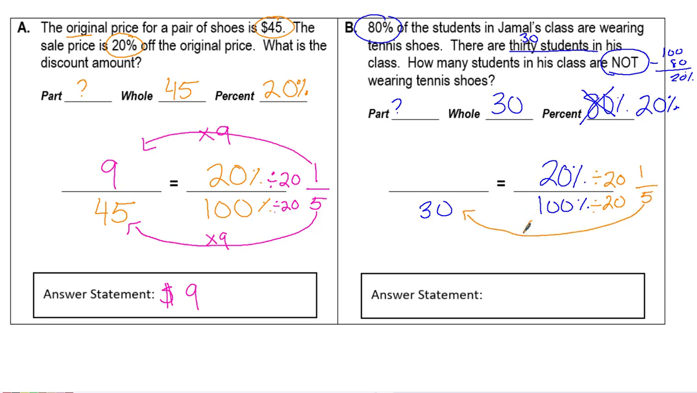Now, 5 times what gives me 30? Well, that's 6. 5 times 6 gives me 30. So, 1 times 6 gives me 6. So the answer is 6 students are not wearing tennis shoes. There you go. And we have one more problem to solve.